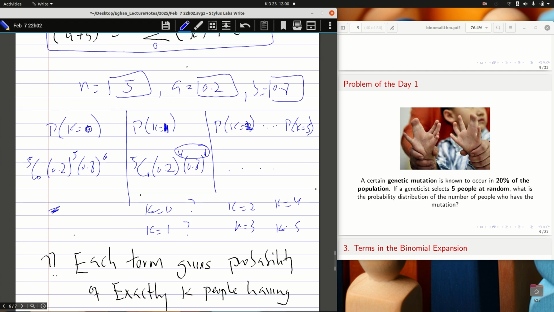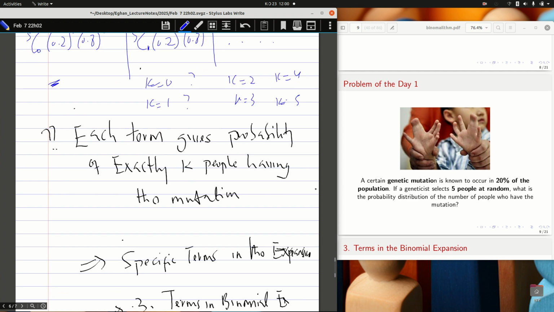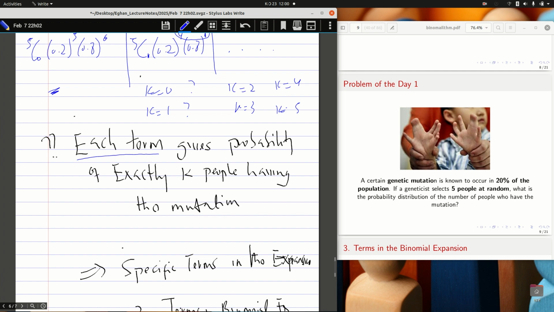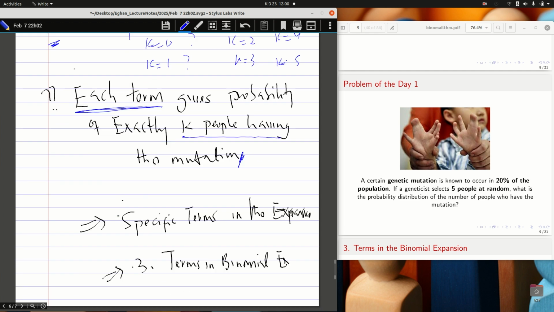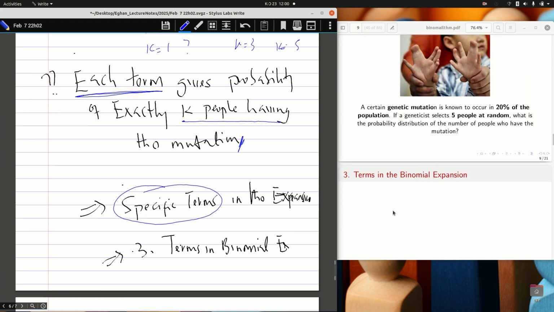And that is how beautifully the binomial theorem can be applied. With this problem of the day, you realize that we are looking for the probability at each term, for each term. It wasn't for the whole expansion as we did in the previous example. We are looking at exactly k people having the mutation. If that is done, it means we are looking at specific terms in the expansion. You would realize it. We are looking for k at 0, k at 1, k at 2, k at 5. When you are looking for specific terms, it means you are looking at terms in the binomial expansion.